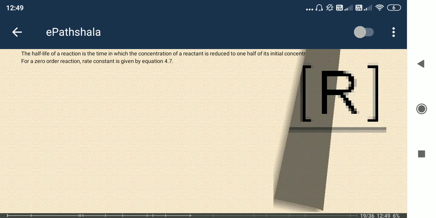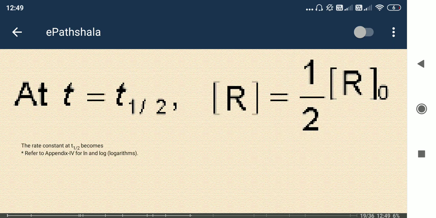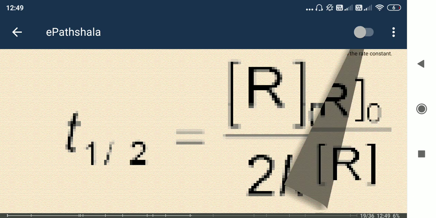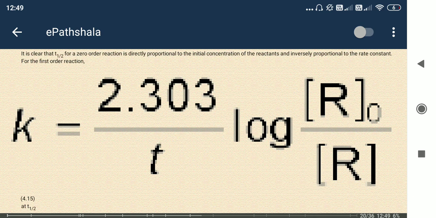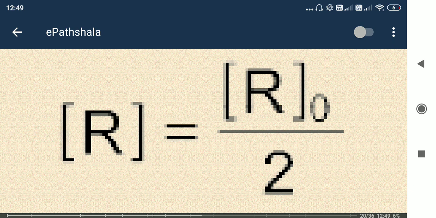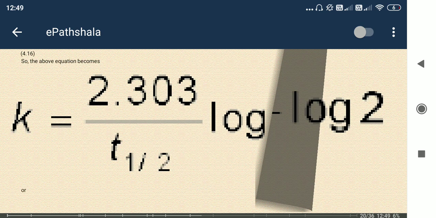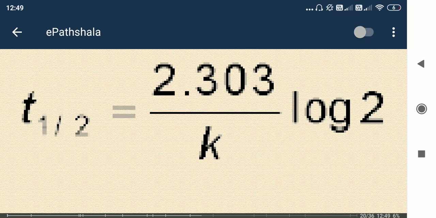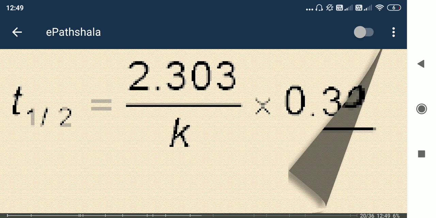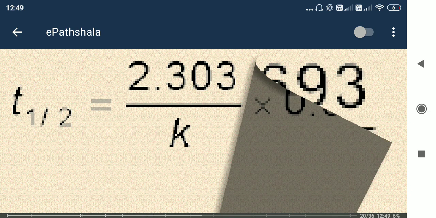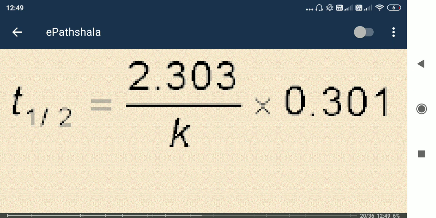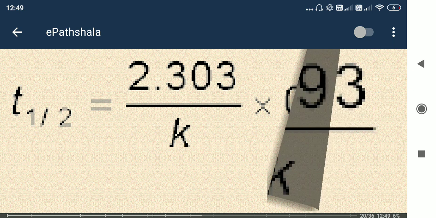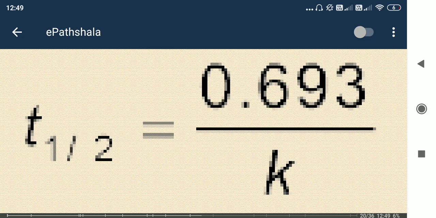Half life I have already discussed. From half life we can get this one. So it comes to 0.3, so I was right, the log 2 value is 0.301. So t half is equals to 0.693 by k for first order reaction. We must remember, for first order reaction, t half is equals to 0.693 by k.